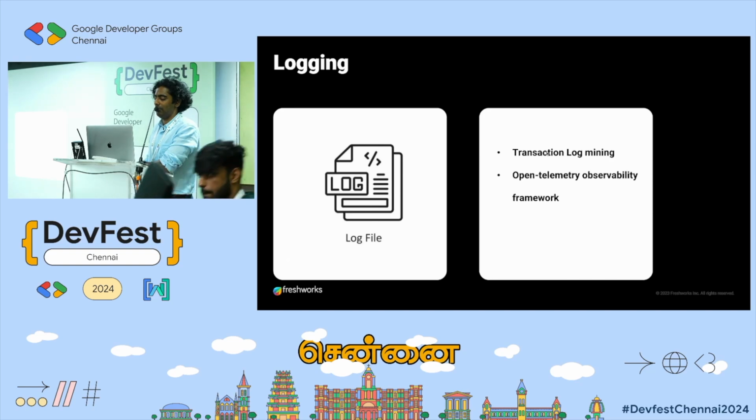So what I can do is write my own transaction log. I call it transaction log mining. Basically, you write a custom plugin in your application where you mine everything that changes in your database. But there are also open source tools available that take care of this. For example, OpenTelemetry's observability framework.